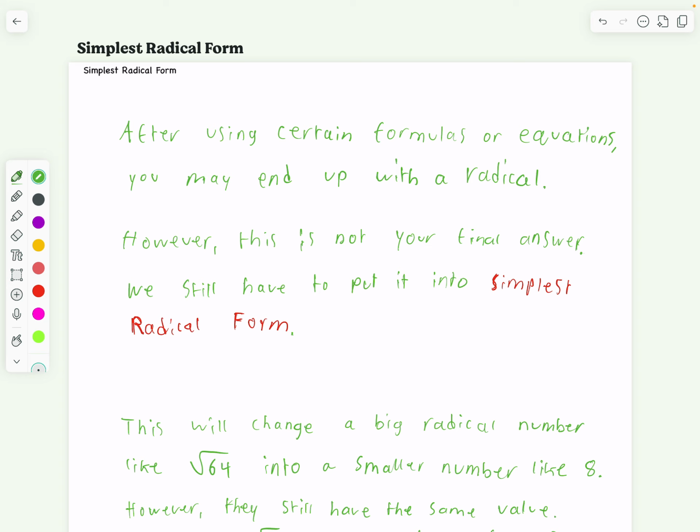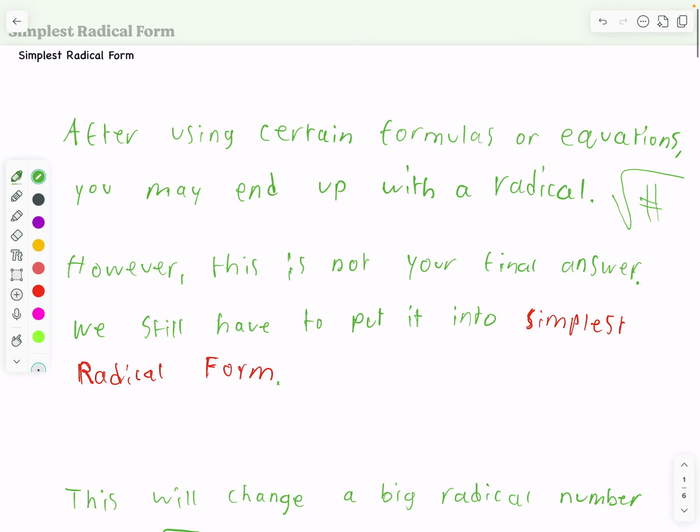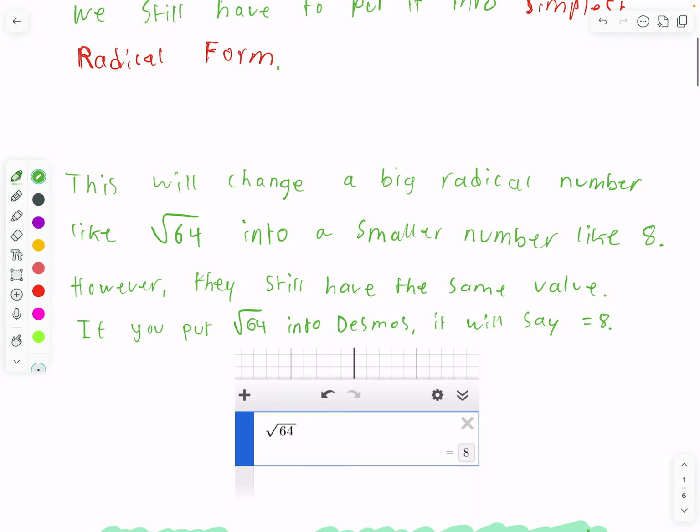So after using certain formulas or equations, you may end up with a radical number. The radical symbol is this. So you'll have your number here, and then that's a radical number. However, this is not your final answer because we still have to put it into simplest radical form. This is going to change a big radical number like rad 64 into a smaller number like 8. However, they're still going to have the same value.